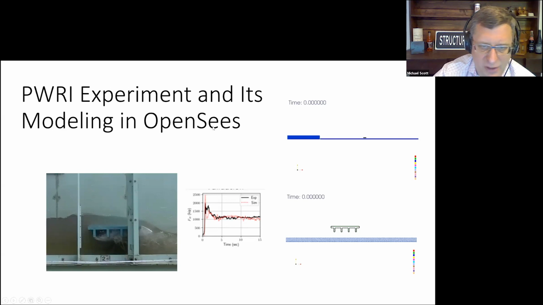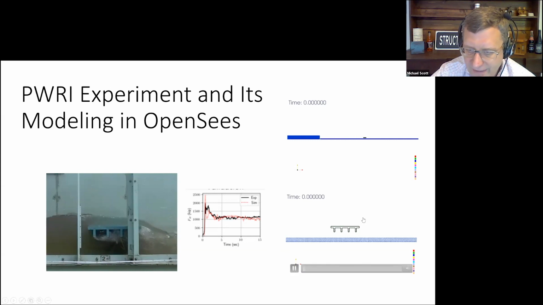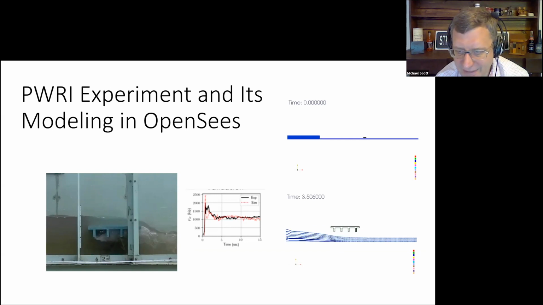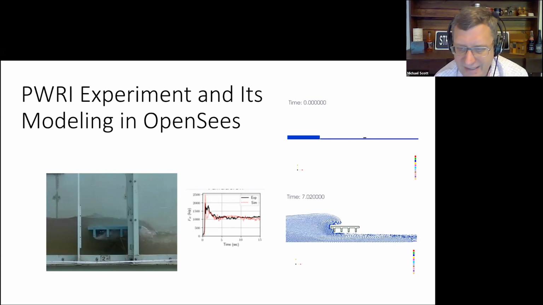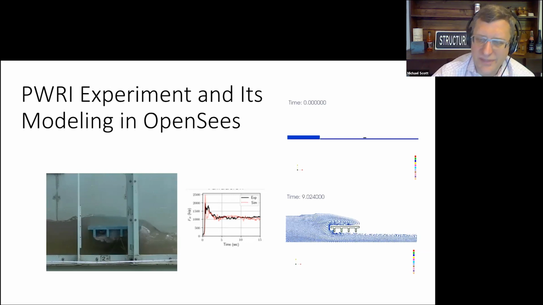All right, using OpenSees to simulate the experiment. Over here in the lower right are the results of a simulation in OpenSees, shown at every half second. So it looks kind of choppy, right? But you can see the impact and the overtopping over the bridge deck.